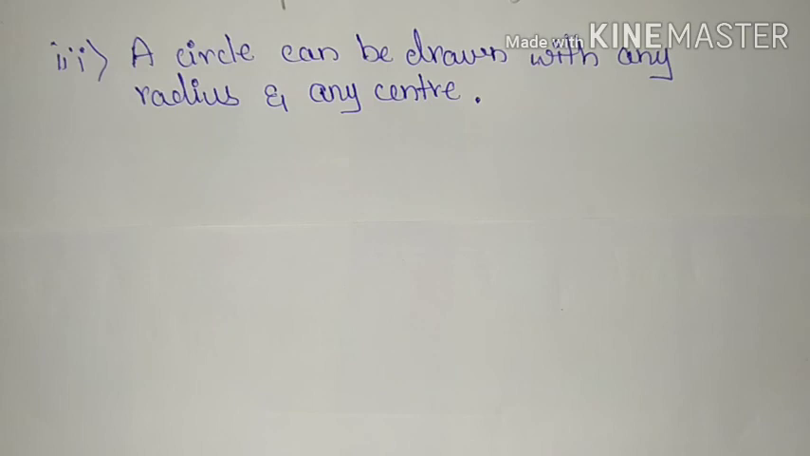A circle can be drawn with any center and any radius. That is the third postulate of Euclid. You have already experienced it. You can draw a circle with any given radius like 3.5 centimeter, 5 centimeter, 1 meter, 2 meter, 3 centimeter, like that. Similarly, the center can be anything. It can be O, P, M, A, B, Q, C, anything. So a circle can be drawn with any radius and any center is the third postulate.